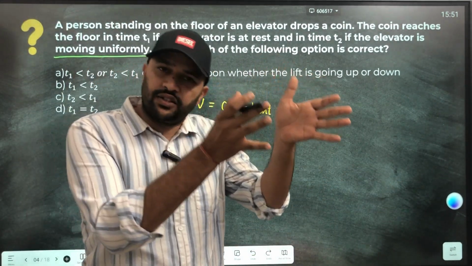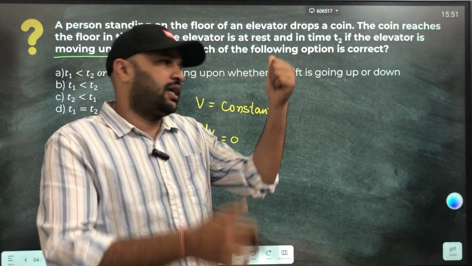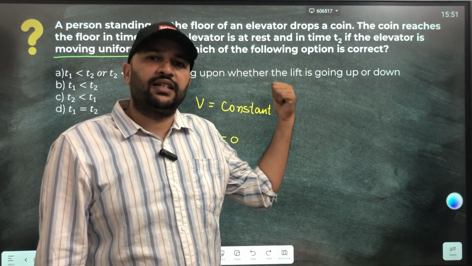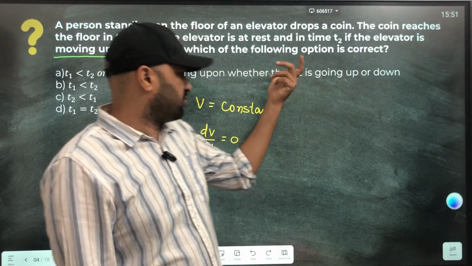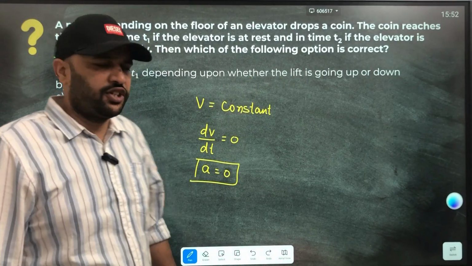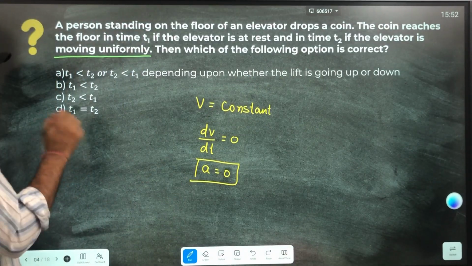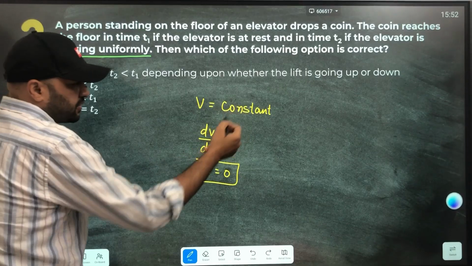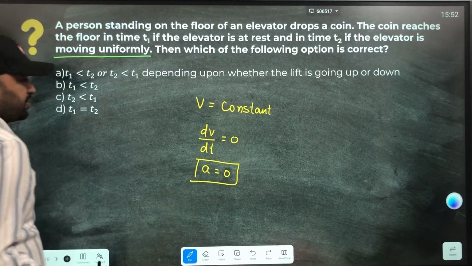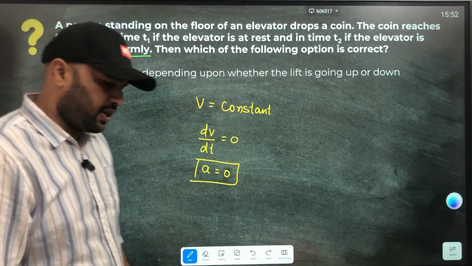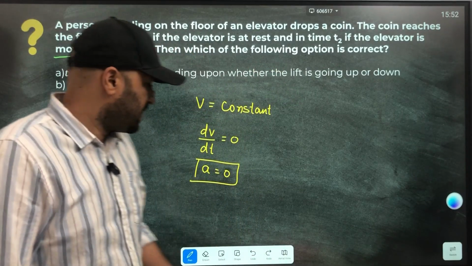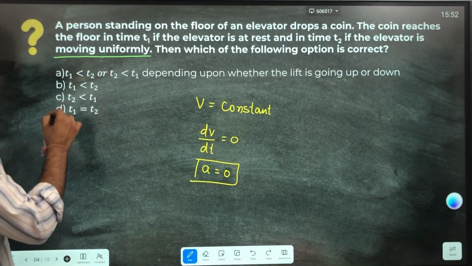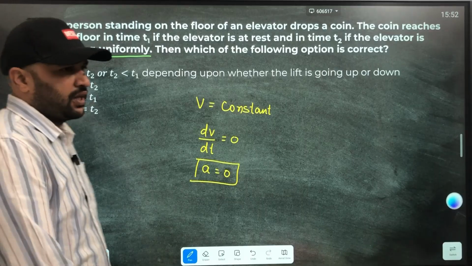When the elevator is stationary and when it is moving upward, there will be an acceleration. The relative acceleration will change the mass, the weight, and then things will change, right? Okay. So here, since the velocity is constant, dv by dt is 0, acceleration is 0. Since the acceleration is 0, it's the same condition when you take it and release it. The time taken will be equal in both cases.